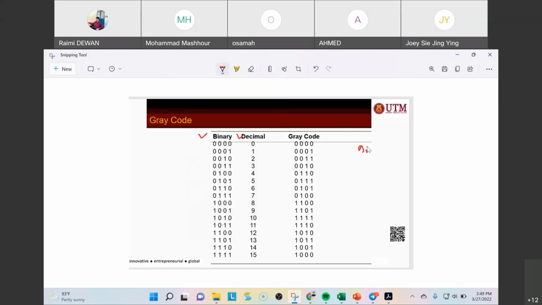The Gray code algorithm is given by the expression G_i equals B_i, plus, you can see here, B_(i+1).